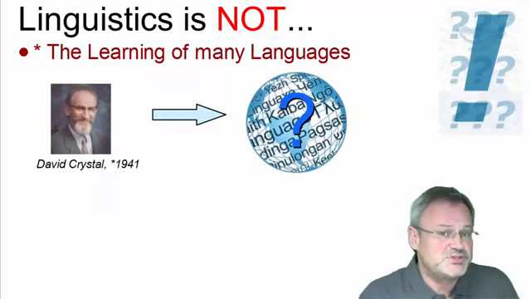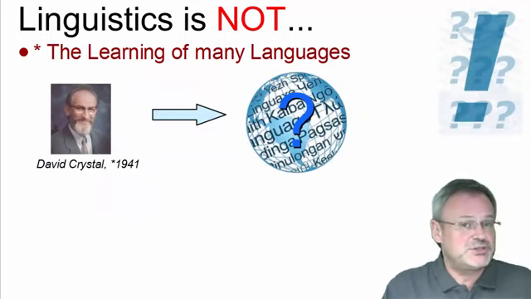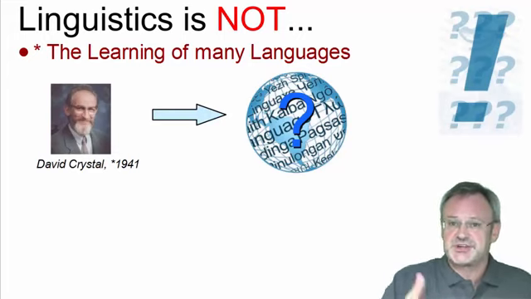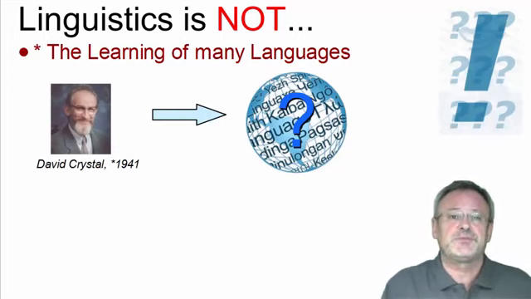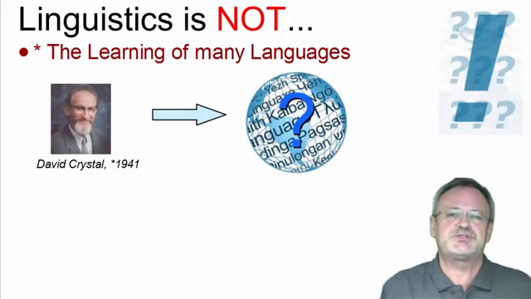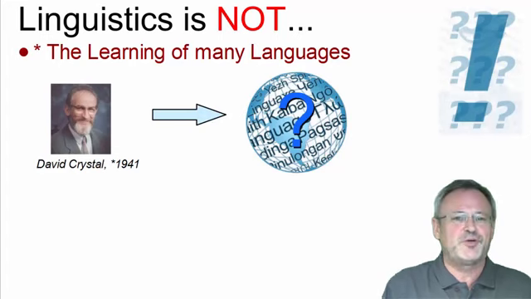Secondly, linguistics should not be equated with language teaching or learning. In his little book, What is Linguistics?, which I showed you earlier on, published in 1974, David Crystal illustrated this misconception by means of the following dialogue.